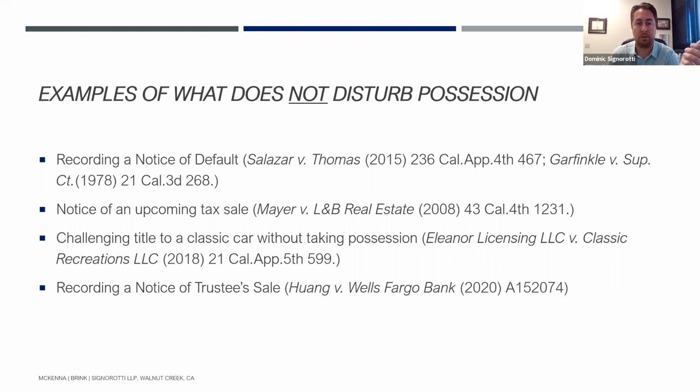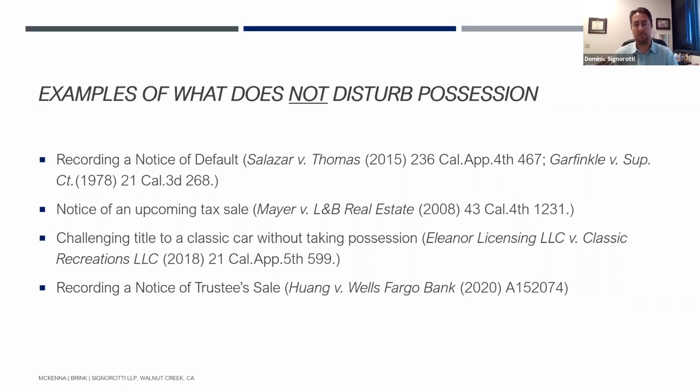So these are examples of what does not disturb possession. Recording a notice of default. This is what Salazar talked about, and it relied on an older case, Garfinkel, which was a Supreme Court case. What they said is, in the context of a non-judicial foreclosure, we have a number of statutory steps that have to be followed to get to the point where the lender is able to take back title to the property. And the first of those is obviously recording a notice of default.